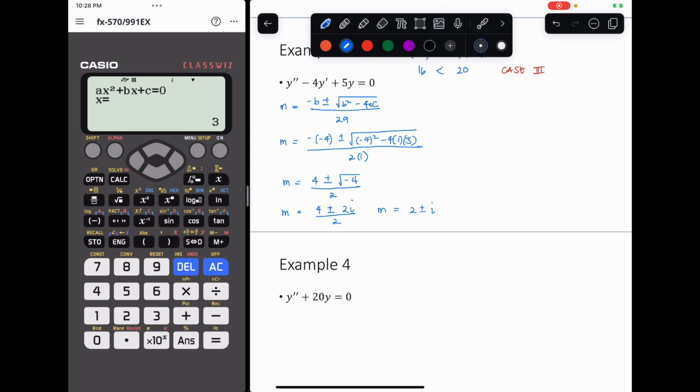So in this case, let's try to check. I'm using our calculator, so I'll have 1 and then negative 4, and then I'll have positive 5.